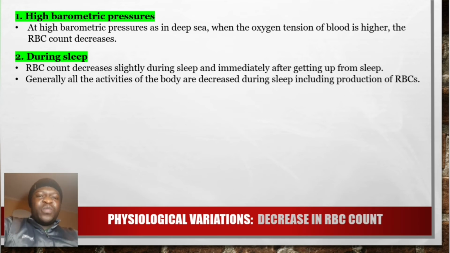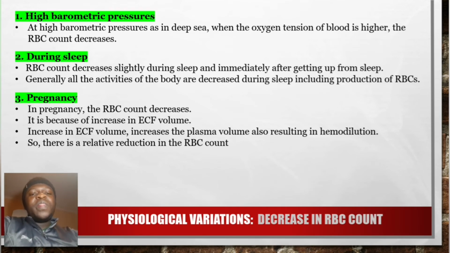So this point is more like the opposite of high temperature. In high temperatures, the metabolic processes will increase, and during sleep all the metabolic processes will decrease, including the production of RBCs. During pregnancy, the RBCs also decrease, and it is because of an increase in extracellular fluid volume. The increase in extracellular fluid volume increases the plasma volume, resulting in hemodilution. So there is a relative reduction of RBC count.